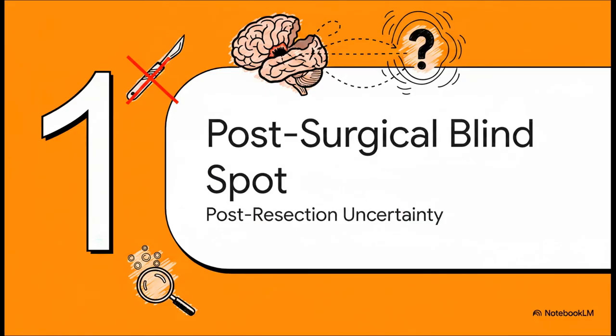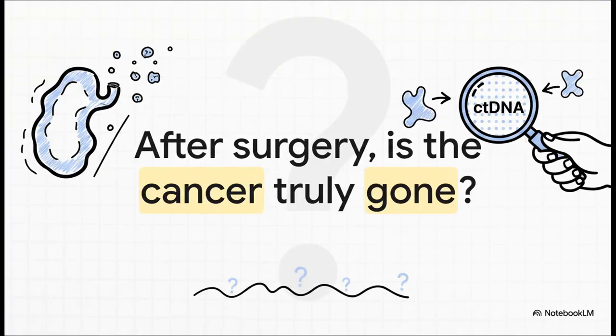So let's dive right in by talking about a challenge that we all see every single day, that feeling of uncertainty after what looks like a totally successful surgery. This is the question that keeps us up at night, right? The surgeon gets the tumor out, the margins are clean, everything looks great. But that one question always remains. Is there something left behind? Some microscopic disease that we just can't see?